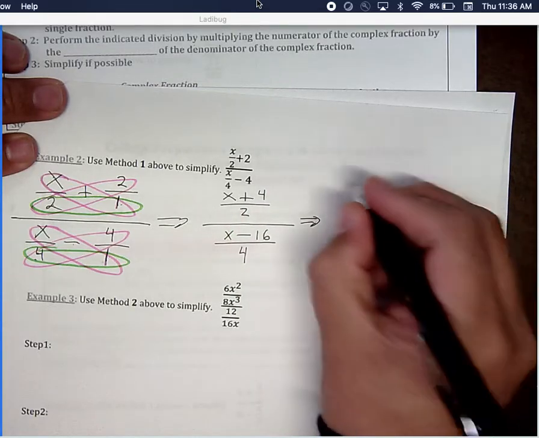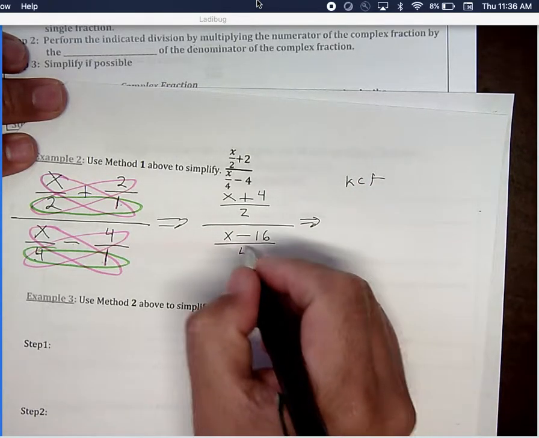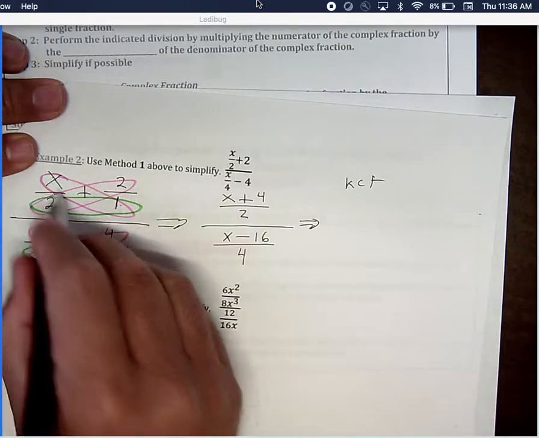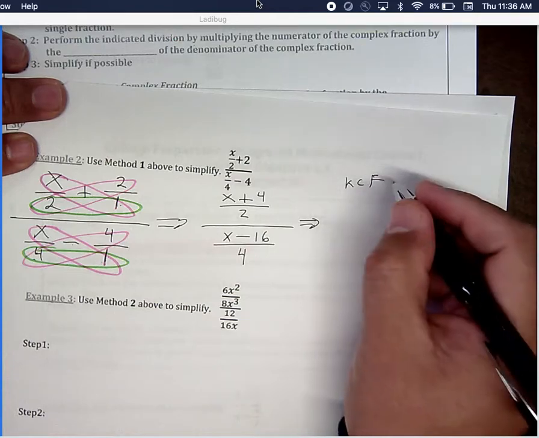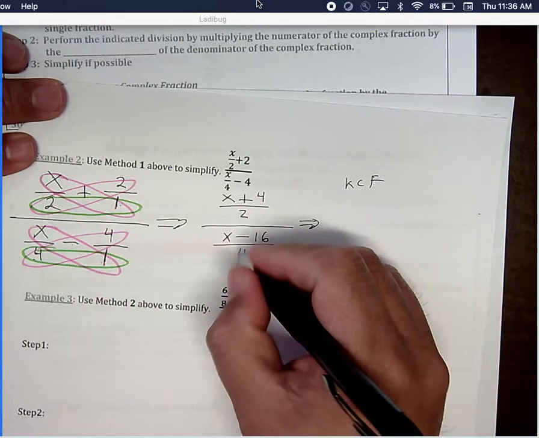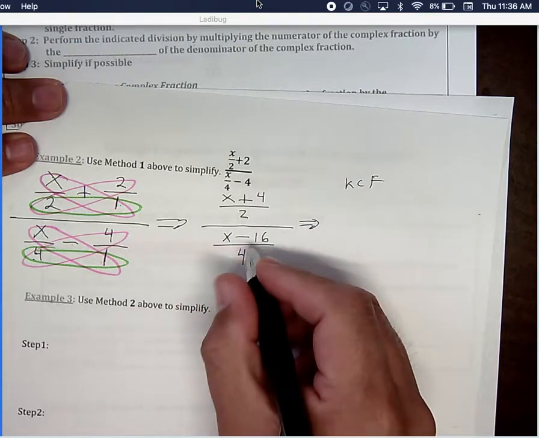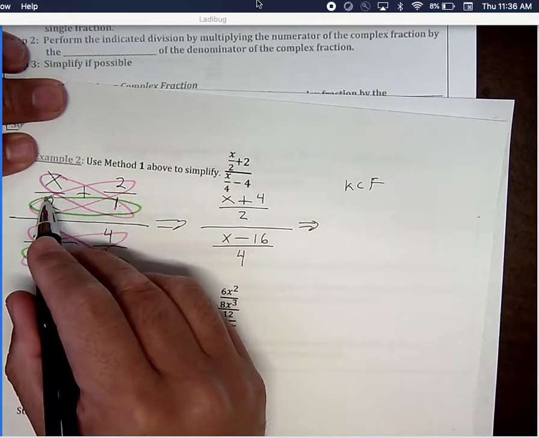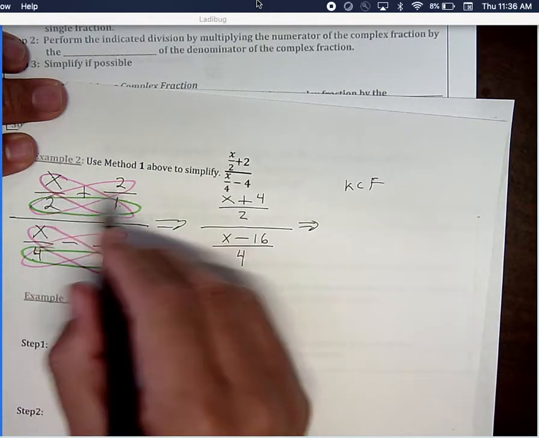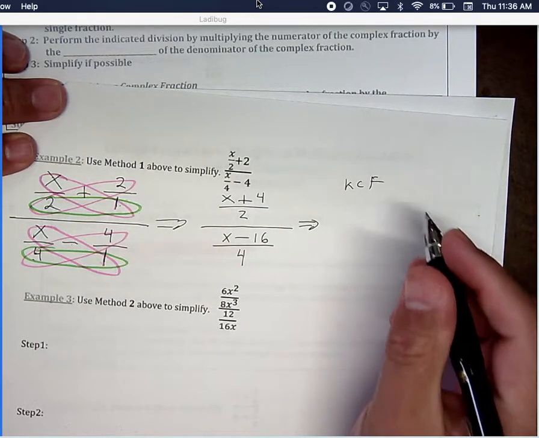So after this, remember KCF, because now you are able to do it, not from the beginning, because you need to simplify these complex fractions first. Once it's in this form, now you can do the KCF, where this is just one rational number and this is another rational number, not multiple like here. Here we have multiple rational numbers: 1, 2, 3, 4. Here we just have 2 when we combine these to simplify them.